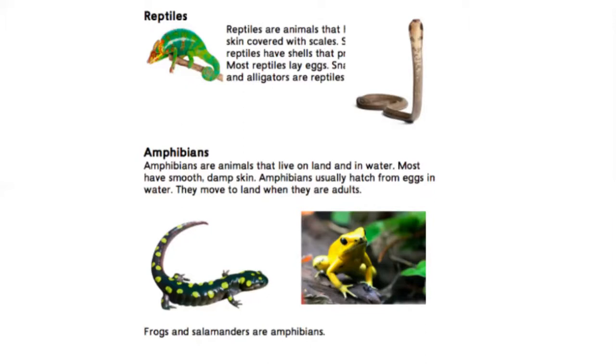So reptiles and amphibians, they kind of remind us of one another. They both come from eggs. They both usually have scales, and they don't have feathers or fur. But the difference is that amphibians tend to live in water, and they tend to have damp skin, and they tend to start off living completely in water. Something like a snake never has to live in water at all.